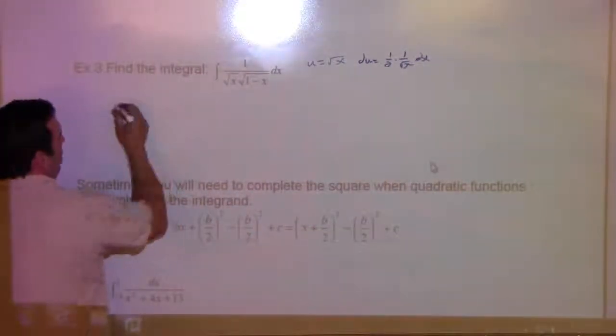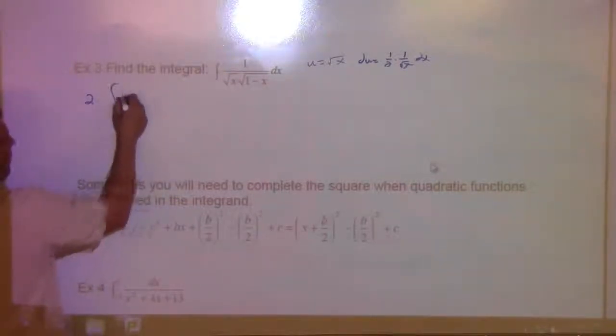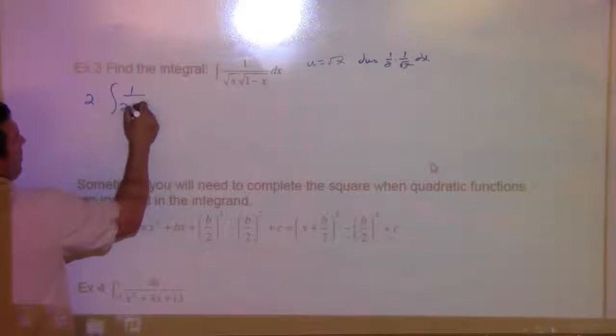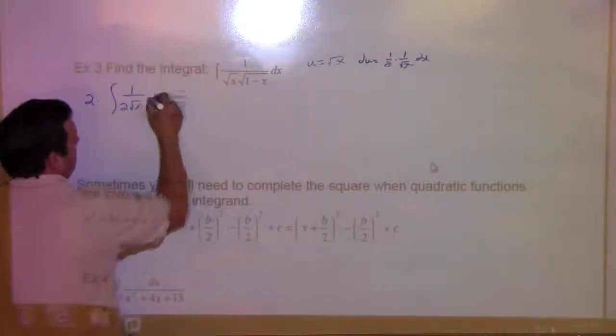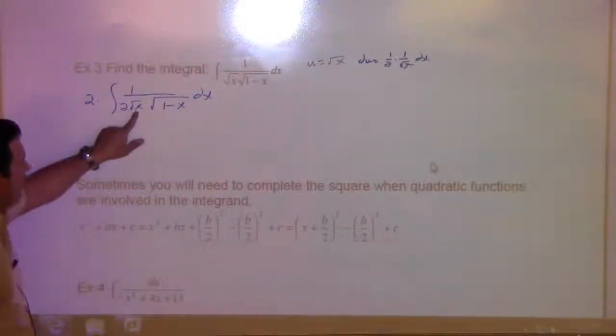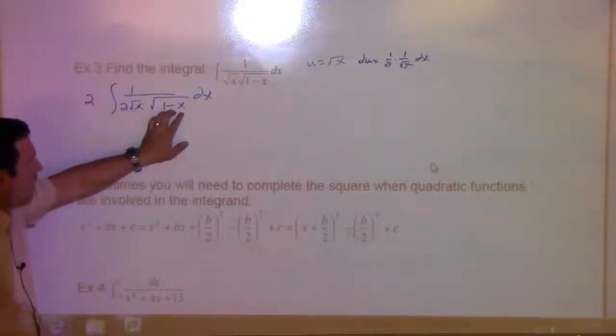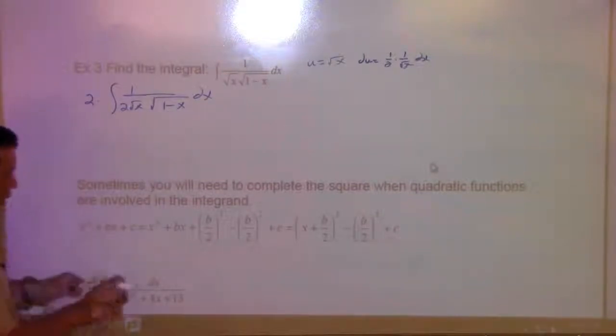So I don't quite have that, but I'm close. So I could say 2 times the integral of 1 over 2 times the square root of x times the square root of 1 minus x. Now I have this 2 square root of x is the derivative of the stuff in here. So I can do my sine part.